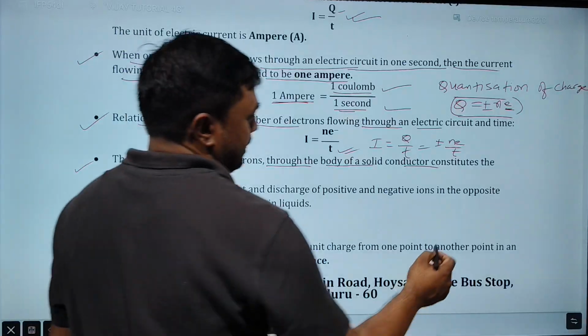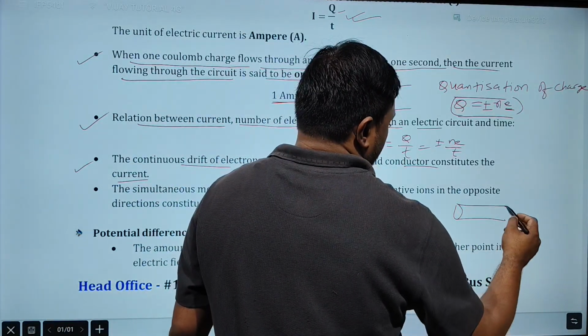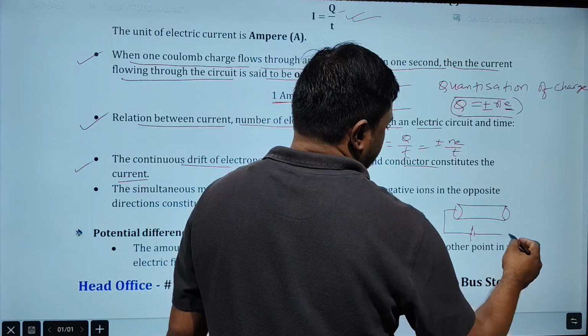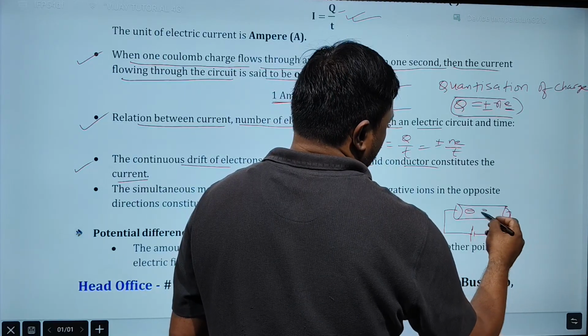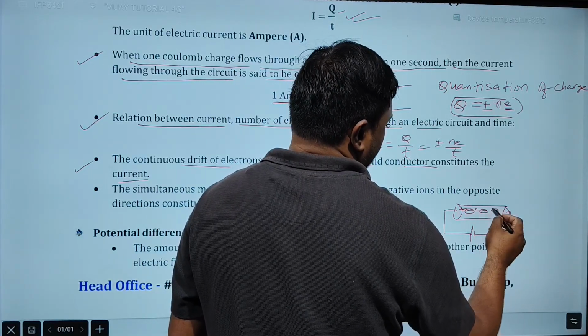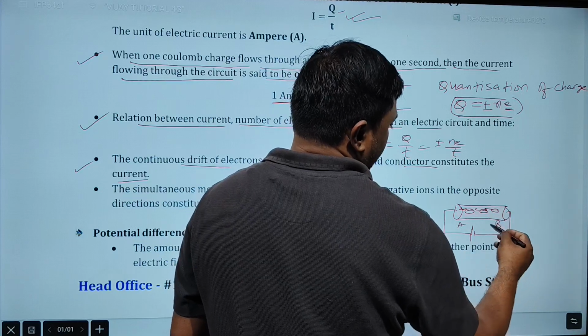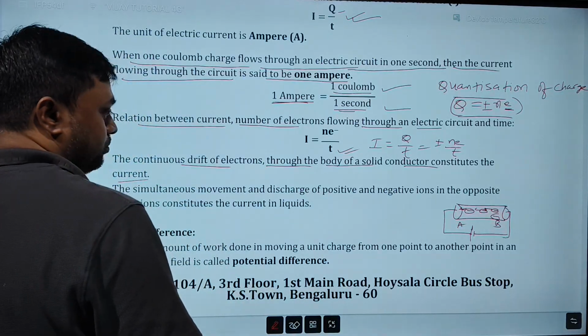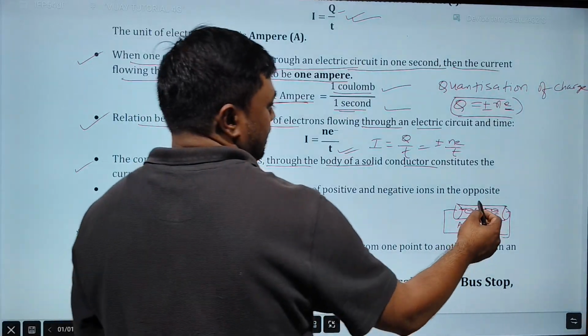As I told you, when you connect a conductor to a cell, suppose this is positive, this is negative. So what will happen? Electrons will move in one direction, from where to where? B to A in this case. Correct? So current will be in which direction? A to B.